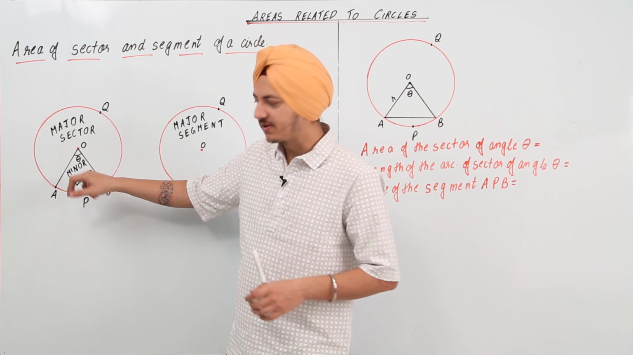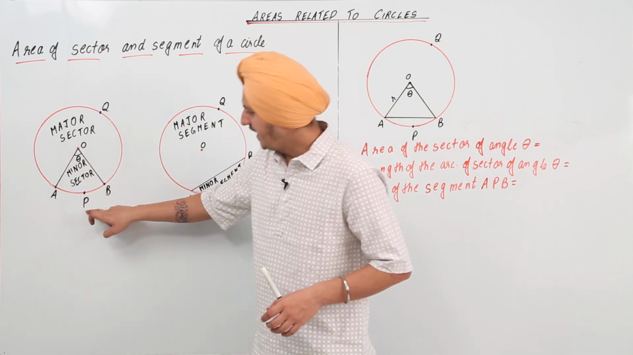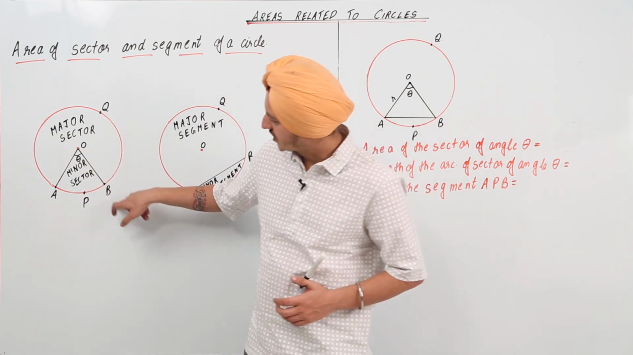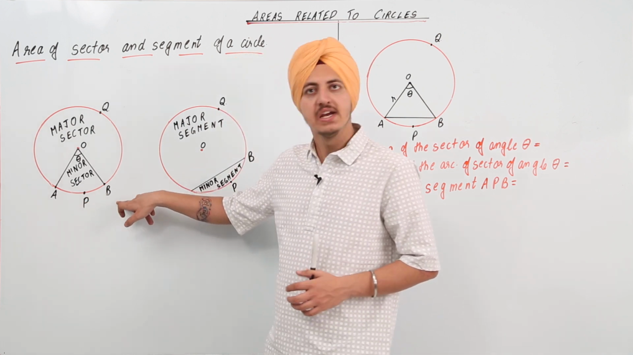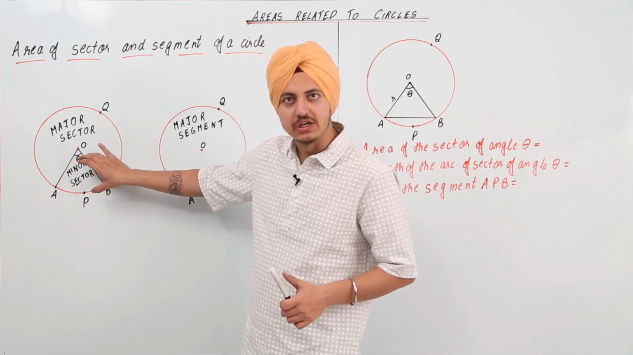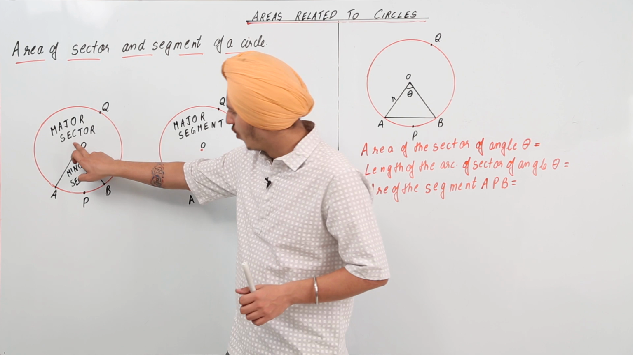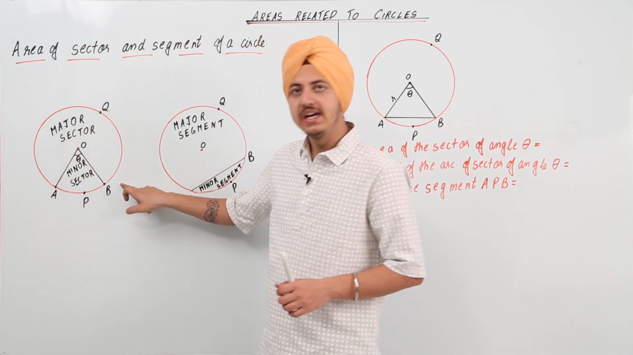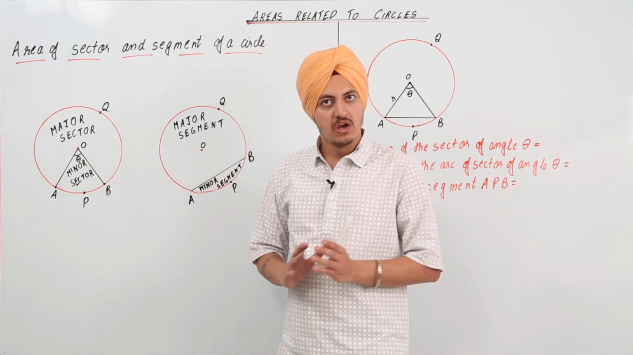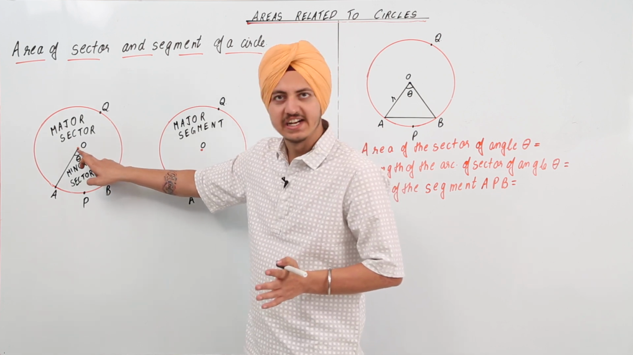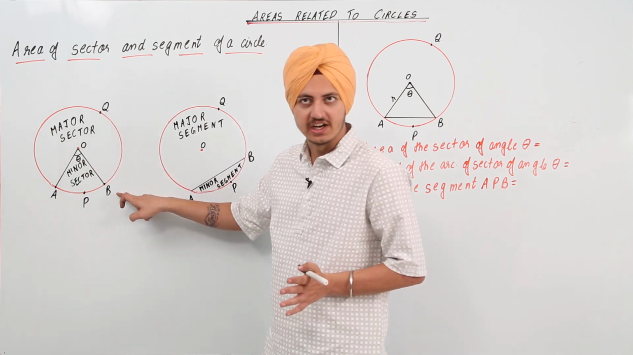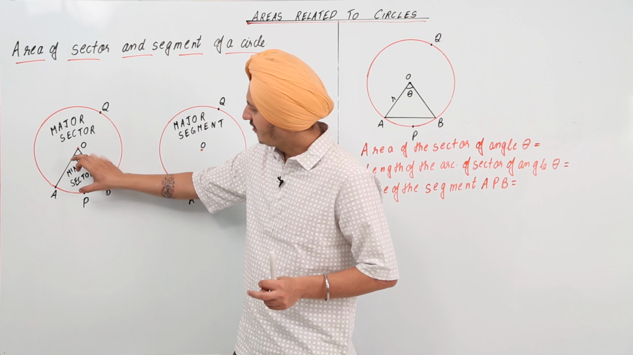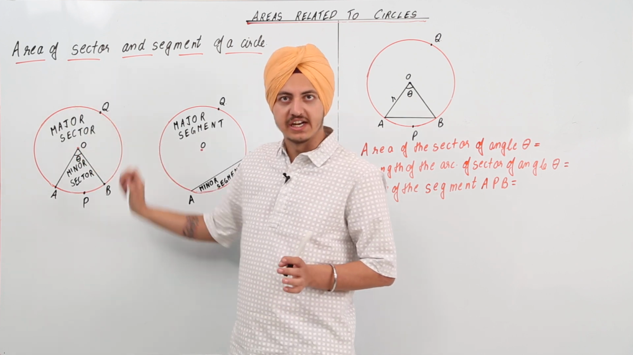So in this, OAPB, the area enclosed in OAPB, is the minor sector and the area enclosed in OAQB is the major sector. Okay, so what do we have here? This is a center, this is one radius, this is another radius. So now we have a minor sector and a major sector.